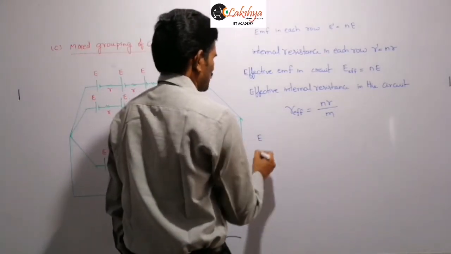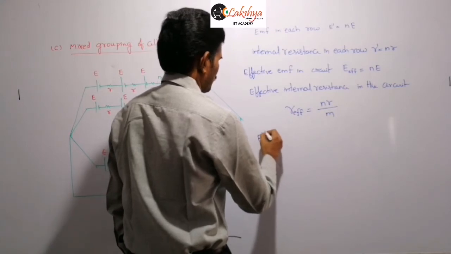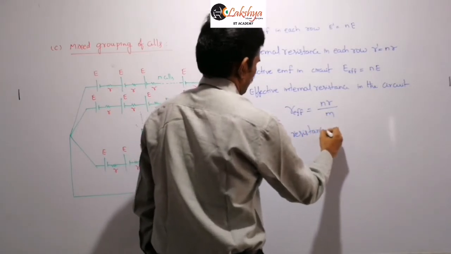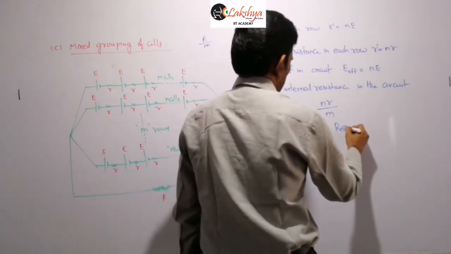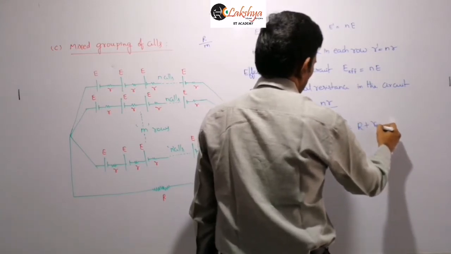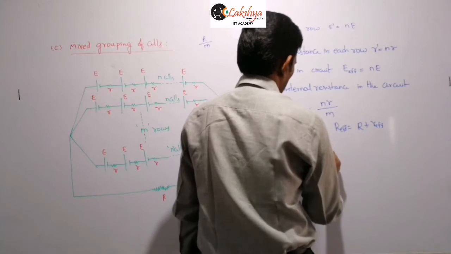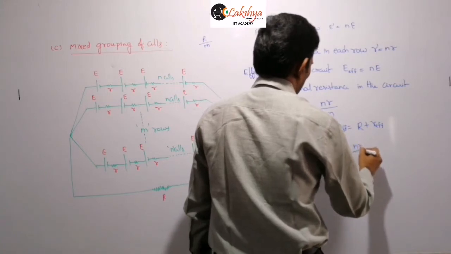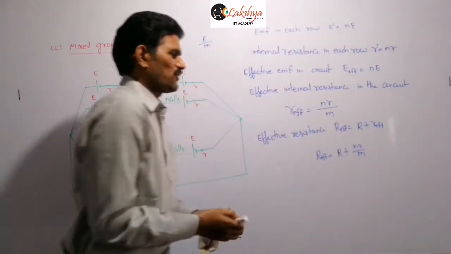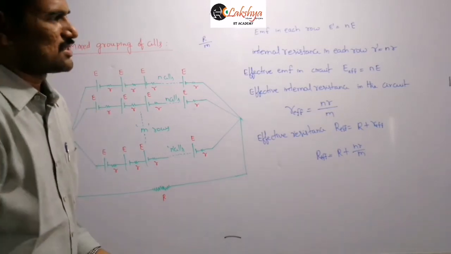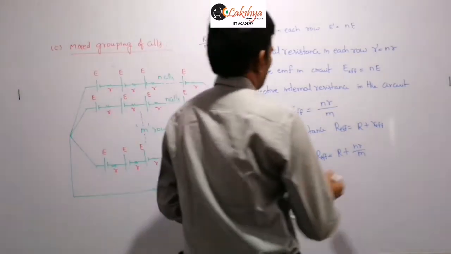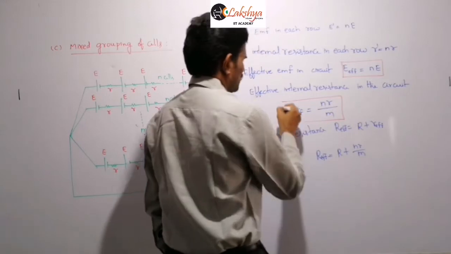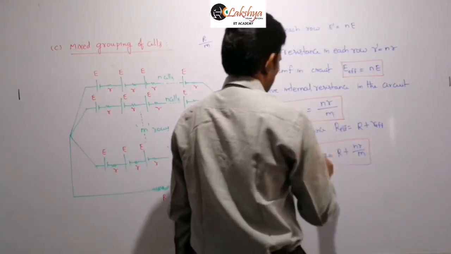And therefore effective resistance is nothing but we can write this as external resistance plus effective internal resistance. Therefore this effective resistance is R plus nr by m. So this will be the effective resistance of this system here, right? Now this is effective EMF in the circuit, n times E, this is effective internal resistance in the circuit, and this is effective resistance in the circuit.